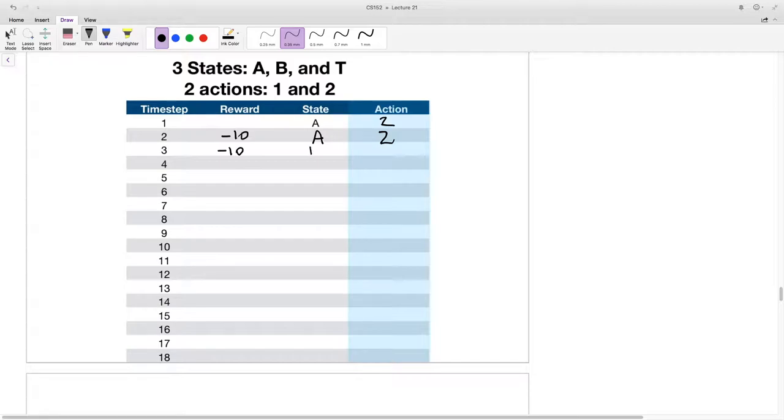So the new state and reward depends on the previous state and action. But there's no history beyond that, right? Which is the Markov part of it. So we're in state B. We don't care how we got here. What's going to happen does depend on state B and whatever action we take. So one or two?